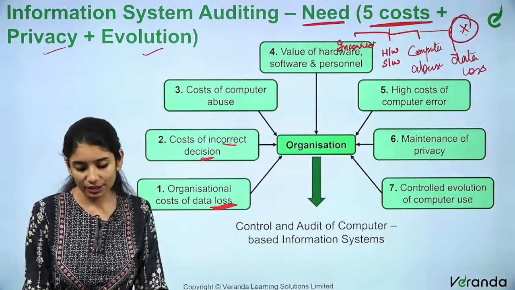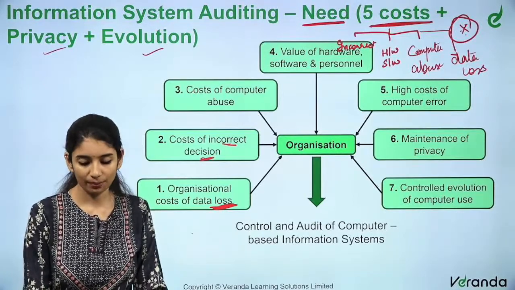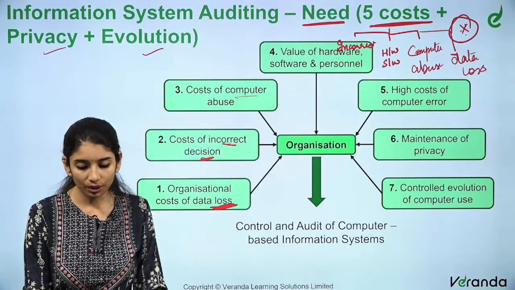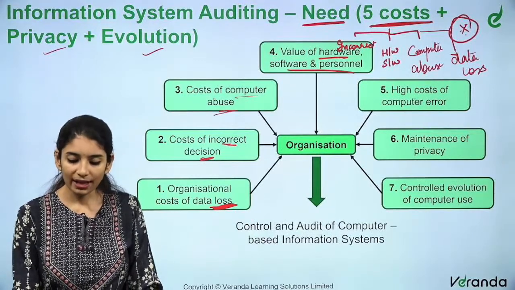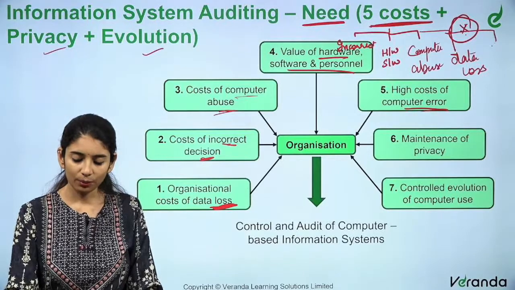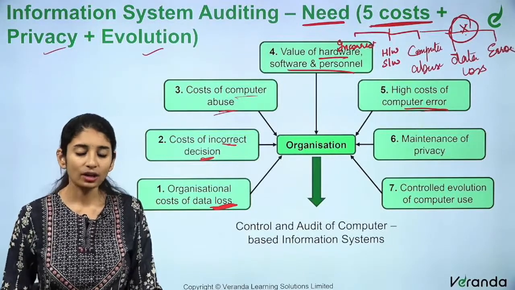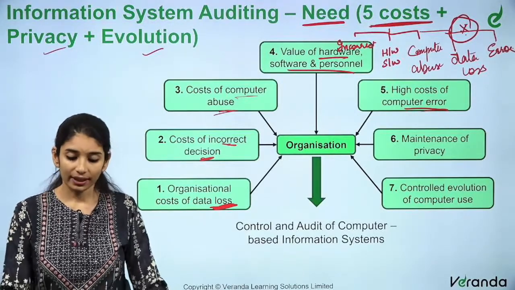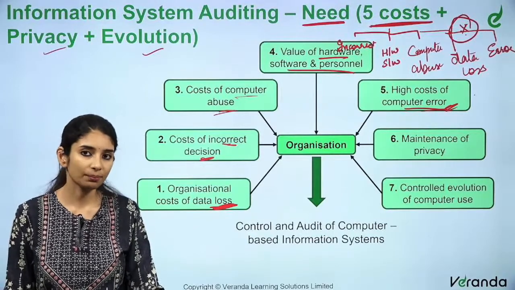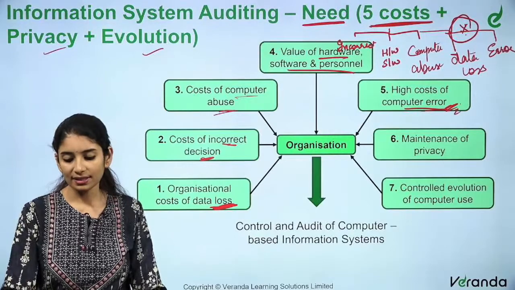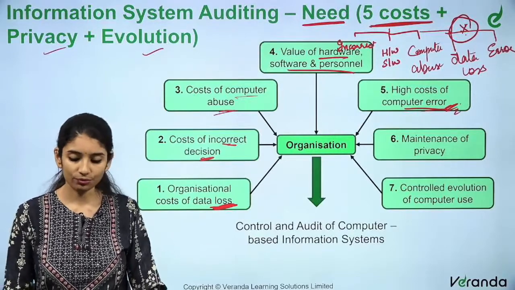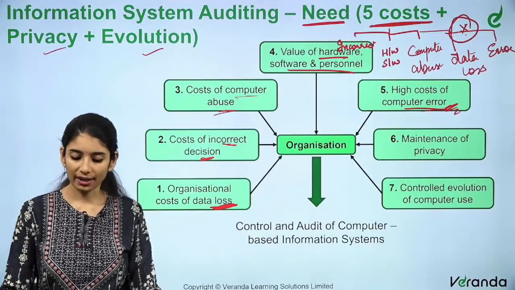Cost of incorrect decision making. Cost of computer abuse. Value of hardware, software and people. High cost of computer error. One more point is computer error. In case the computer is making some mistakes in reporting, it's going to cost the company some amount of money. High cost of computer error.